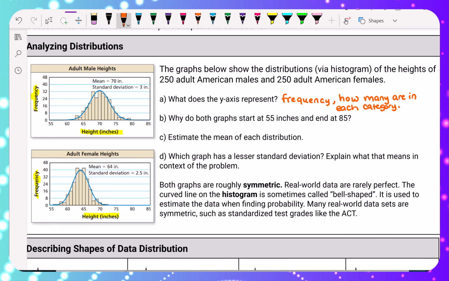So for instance, if you wanted to figure out how many males were 75 inches tall, then you just follow to the top of this little bar right here, and it would be 8. So that's how you read a histogram.